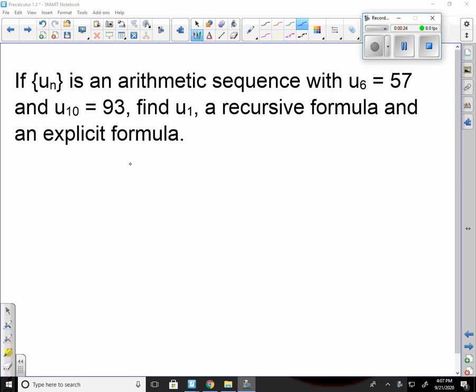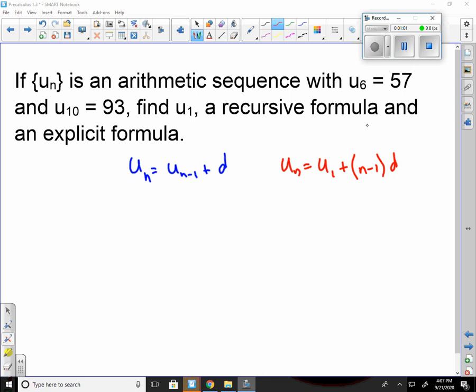Just to review, a recursive formula is u sub n equals u sub n minus 1 plus d. That's our common difference in the term before. The explicit form, u sub n equals u sub 1 plus n minus 1 times d.